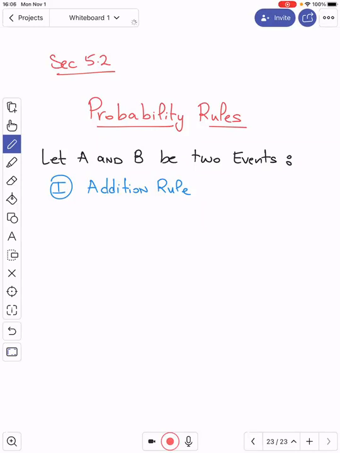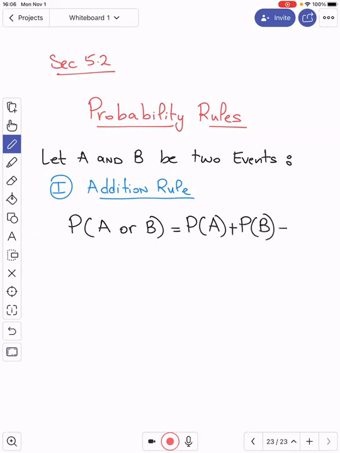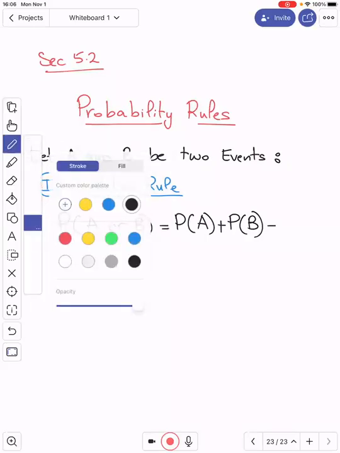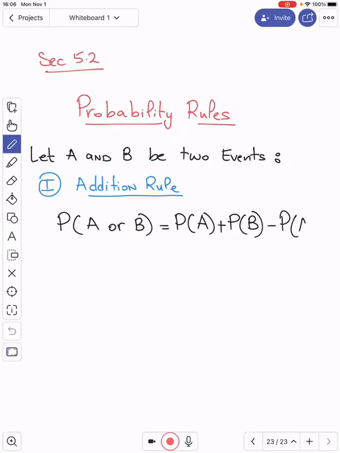So yeah, addition rule. So we said the probability of A or B will be equal to the probability of A plus the probability of B minus the probability of A and B. Right? And then the multiplication rule.